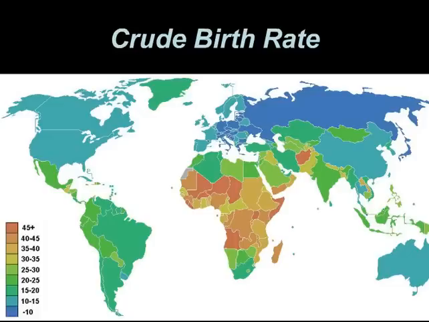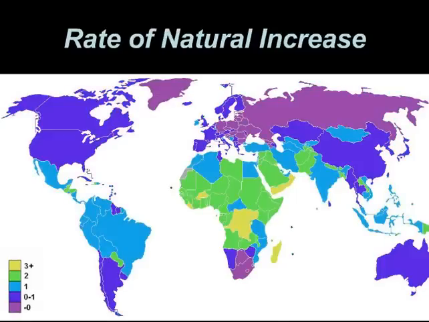So some patterns that we notice here. Of course, you're going to find Africa, parts of the Middle East, parts of Latin America are going to have higher birth rates than places like North America, U.S., Canada, Western Europe, even China, Japan, Asia, Russia, and Australia.